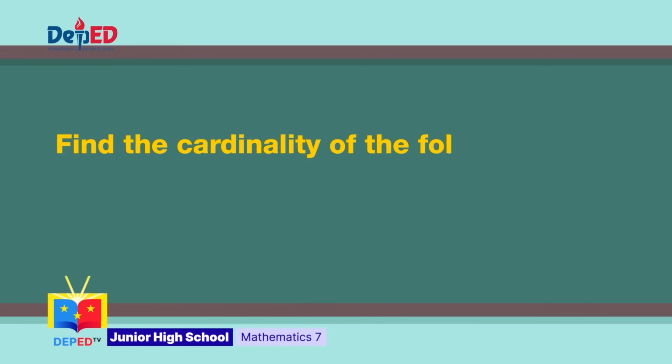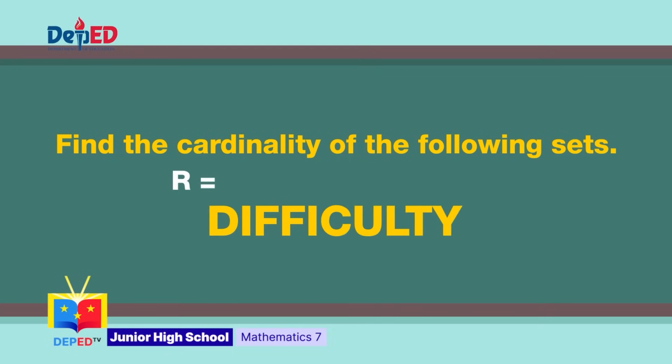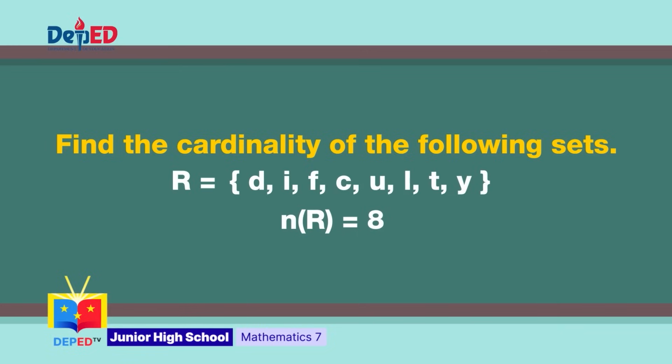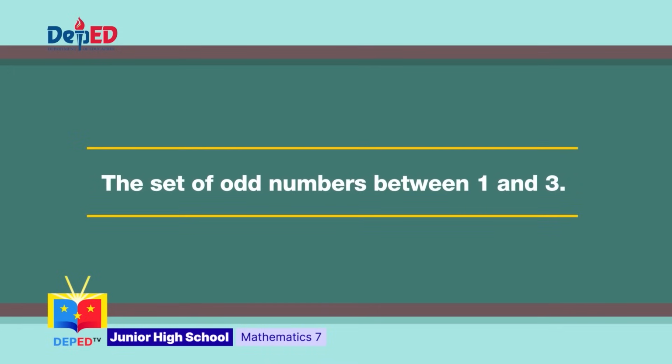In this activity, we need to find the cardinality of the following sets. Set R is the set of letters in the word difficulty. To solve it, you need to list down all the letters in the word difficulty regardless if the letter repeats. Set R contains the elements D, I, F, C, U, L, T, and Y. Therefore, the answer is n(R) is equal to 8.